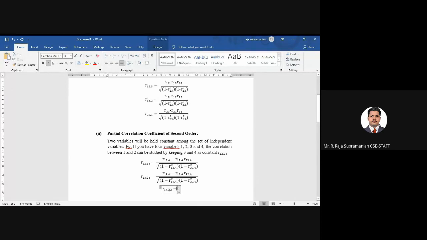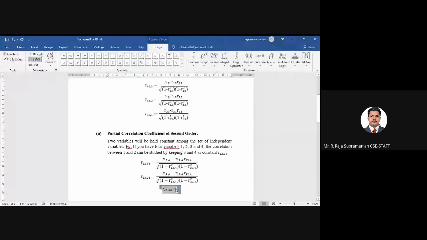I'll take this entire thing, just we can do editing here. And before that, anyone want to say the formula? Can you find the formula for R14.23? See, this time the final constant is 3. Based on that, you have to say. Anyone can try? What will be the formula for this? R14.23.